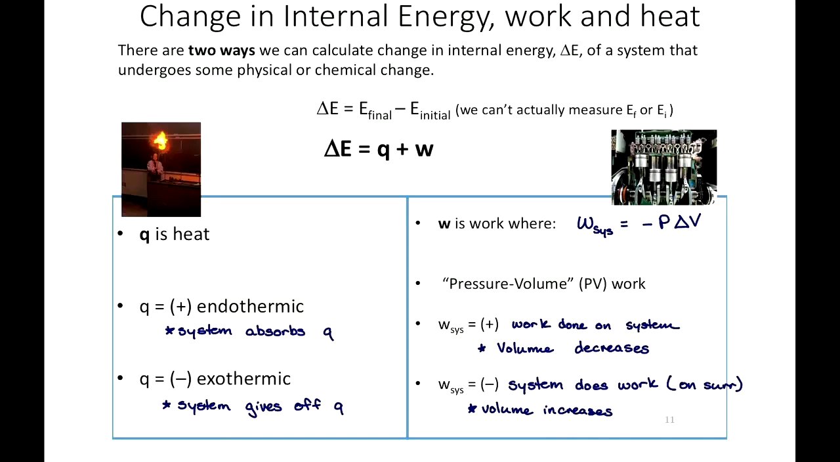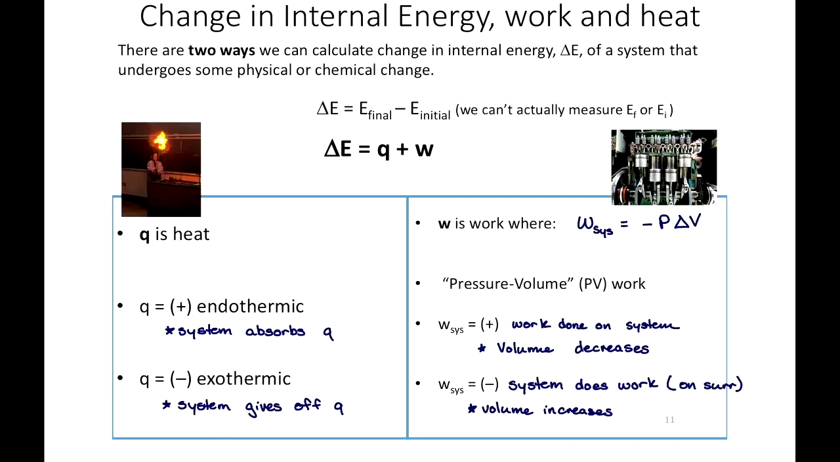There's two ways to do it. We can either do final minus initial, okay? But I told you, we don't actually ever measure the absolute internal energy for state 1 and state 2. That's really difficult. So what we do instead is recognize that the change in internal energy is equal to the sum of all the heat involved in a reaction and any work that is done in a reaction.